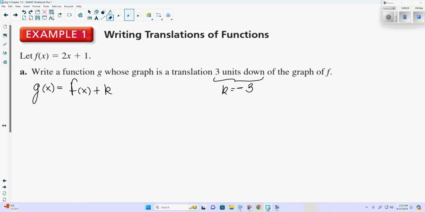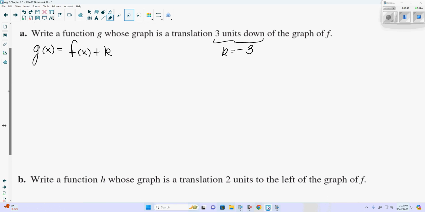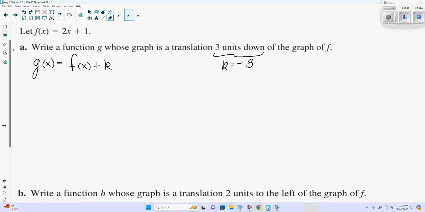Questions on this so far? Up and right are positive. Negative is down and left. Okay? Looks like you're questioning the down and left. It'll make sense here in a minute. So k is negative 3. So let's put it in its place.